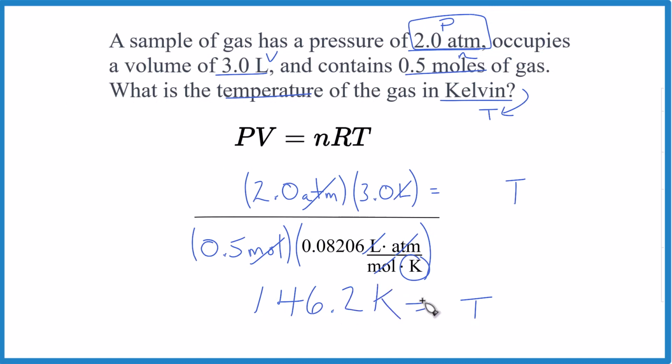Degrees are Kelvin. So that's how you do this kind of example problem here, this practice problem for PV equals nRT. You know things went well if all the units cancel out.